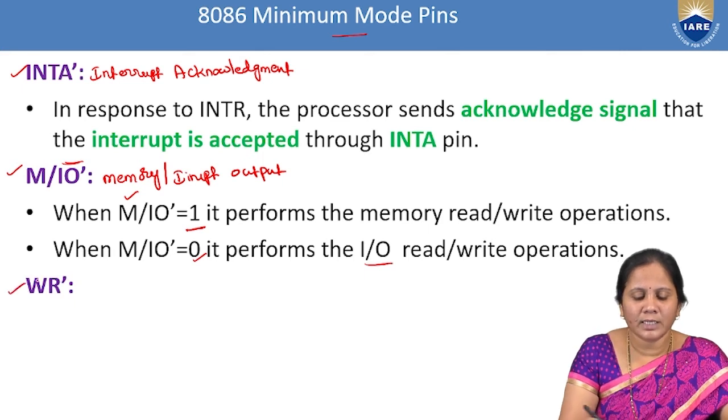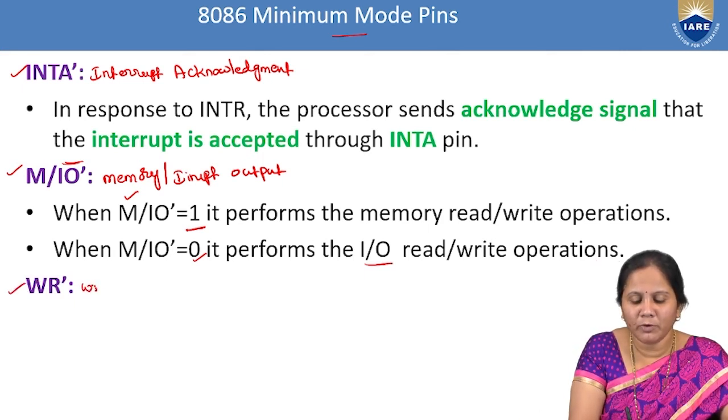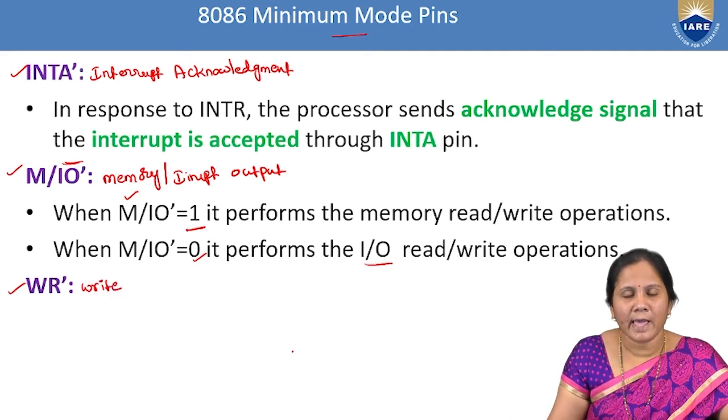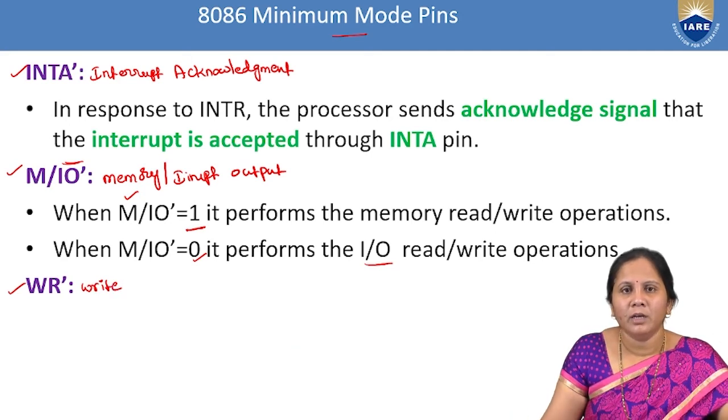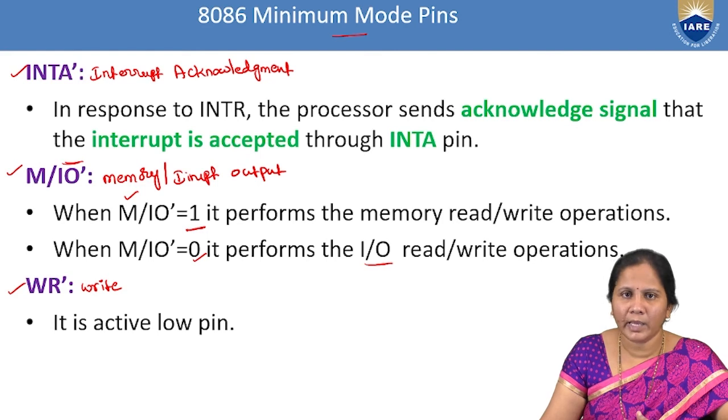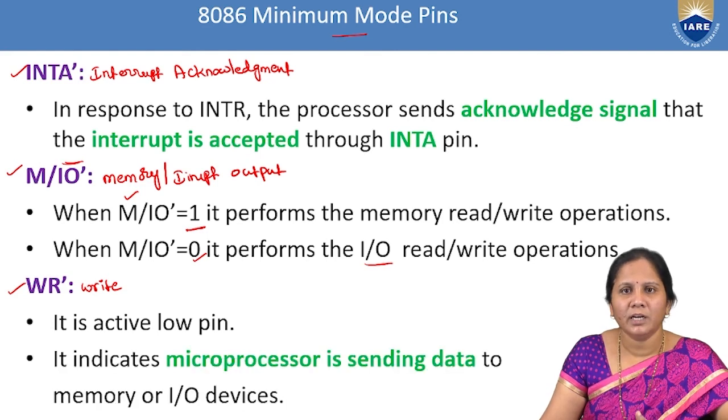And the next signal is WR bar. WR bar represents write operation. This is an active low signal. The microprocessor will write the information to the memory or to the IO device by using this WR bar signal only.